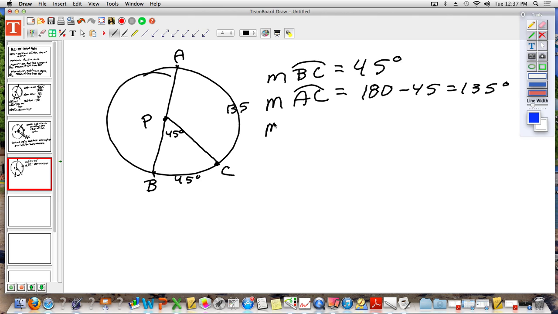What about the measure of angle APC? 135. APC, that's this angle right here. It is a central angle, so it is exactly the same as its intercepted arc. So yes, it is exactly 135 degrees.